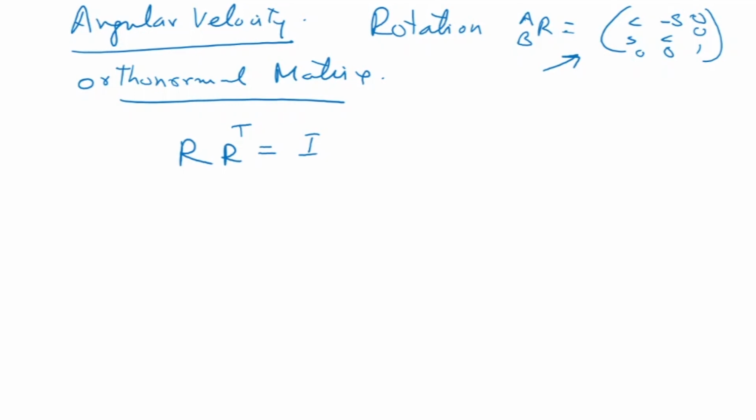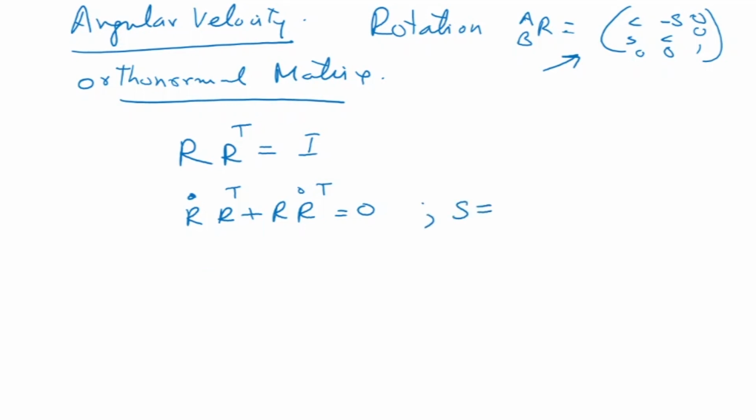Now if I differentiate this matrix, I get R dot into R transpose plus R into R dot transpose is equal to 0, because the identity matrix derivative is 0. What am I trying to do? If I take the derivative of the rotation matrix, I should be getting an angular velocity matrix, right? Because they are related.